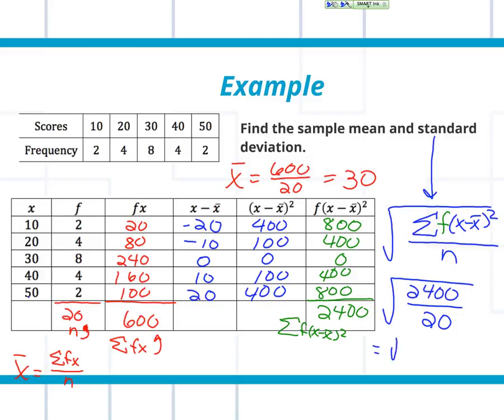So then we end up with the square root of 120. So our standard deviation ends up being 10.95, or you could say about a standard deviation of about 11. So I know there's a lot of different parts, but again, it's all basic skills we know how to do with multiplying, dividing, adding, subtracting, square rooting, squaring.